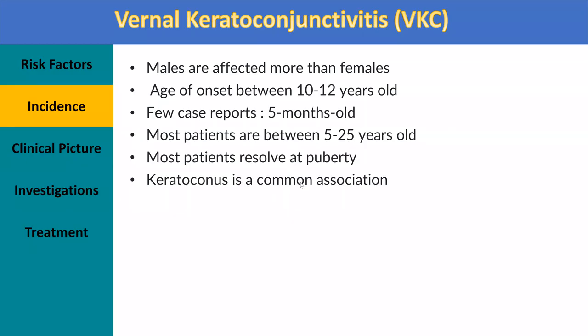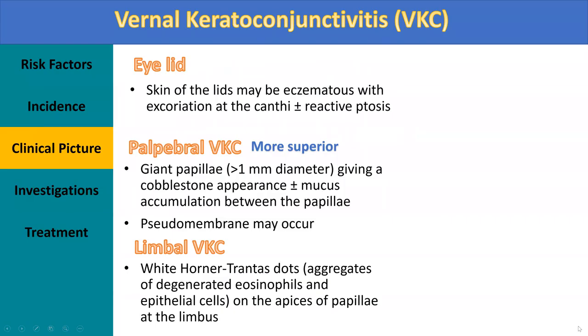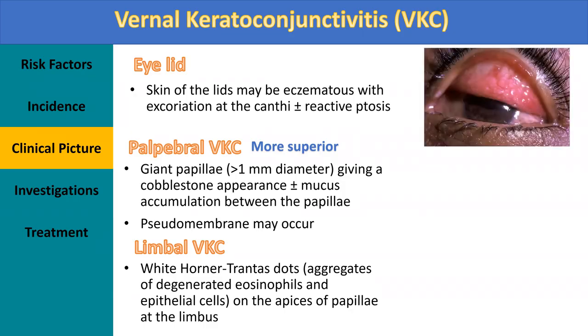Okay, so let's get started with the clinical picture. How do these patients present? Those patients will present with affection not only of the conjunctiva, but of the lids and the cornea as well. The eyelid affection is not very common, but it can occur that the lids become eczematous, with some excoriation at the outer canthus, and some reactive ptosis. But the eyelid affection is not as common as in the next disease that we are going to discuss, which is atopic keratoconjunctivitis.